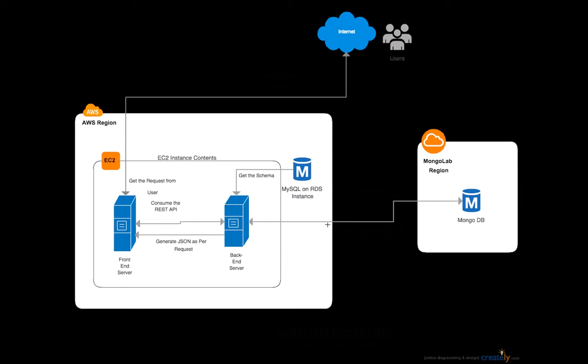So the front end server and the back end server are developed in Java, and the back end server basically exposes RESTful API to the front end server. So if the front end server requests a project form with a particular preference ID, it gets all the information from MySQL and renders a JSON back to the front end server.